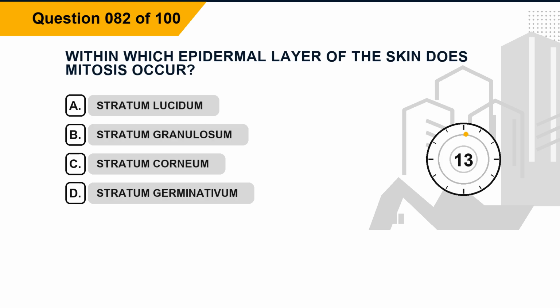Question 82. Within which epidermal layer of the skin does mitosis occur? Option A, stratum lucidum. Option B, stratum granulosum. Option C, stratum corneum. Option D, stratum germinativum.